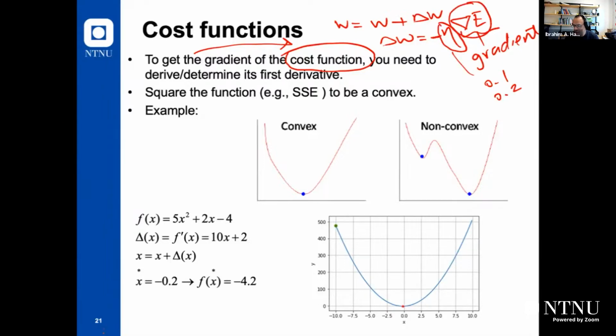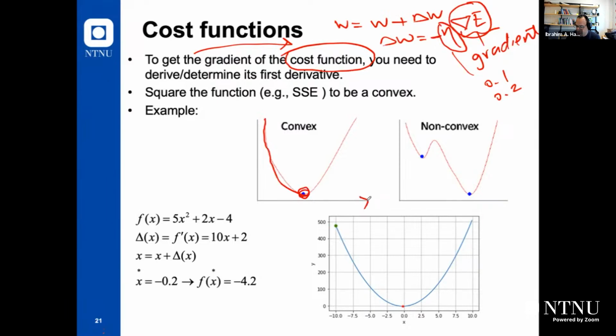How can we get this one? It's the first derivative of your cost function. So we need to define a cost function to guarantee that you will be able to minimize it, because if this is the error, we need to minimize it. Your function should be a convex function. It's very important that this function is convex, so we will be able to find a minimum.